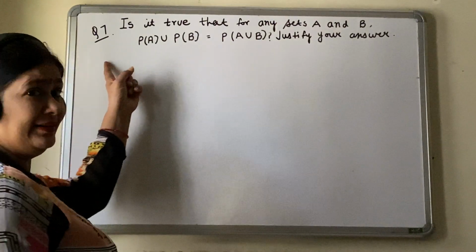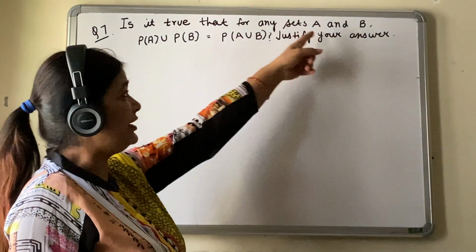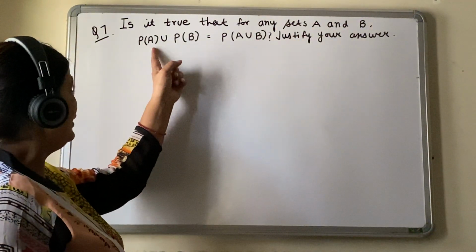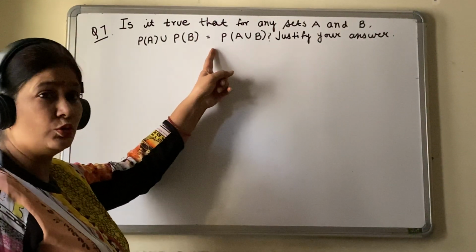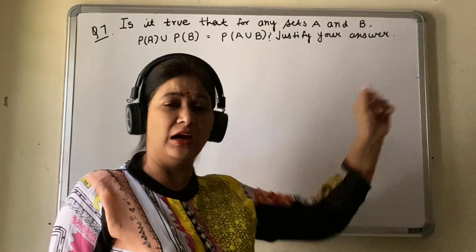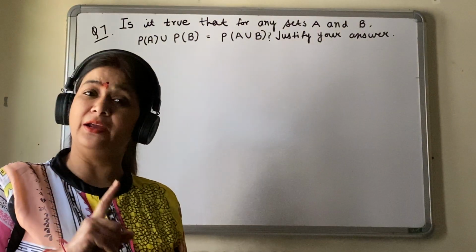Now question number 7. Is it true that for any sets A and B, P(A) union P(B), power set of A union power set of B, is equal to power set of A union B? Justify your answer.